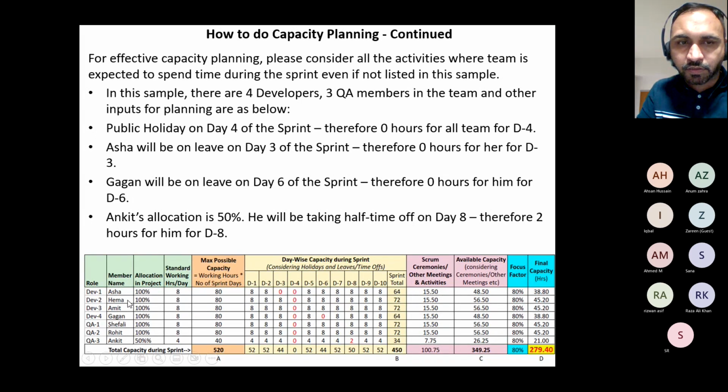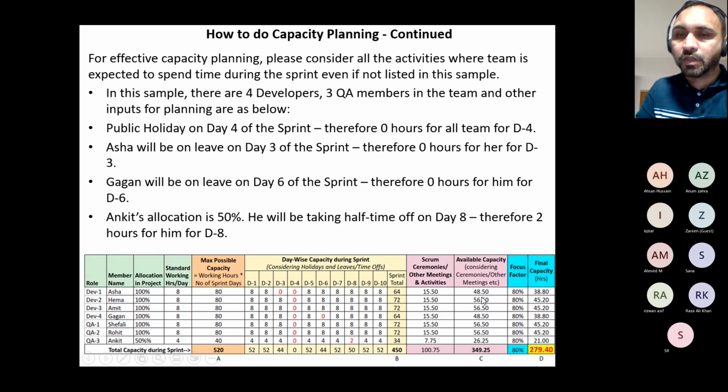Sprint total. Let's take the example of Asha for now to save some time. So right here, 64 hours instead of 80, because there is 1 holiday, right? On day 4, she is also taking 1 day off, on day 3. 16 are gone, 64 left. But every team member also has to attend sprint ceremonies and other meetings and activities, which total 15.5 hours in 2 weeks. So you have to subtract this from 64 as well, which ends up at 48.5. That is the available capacity considering ceremonies and other meetings, 48.5.